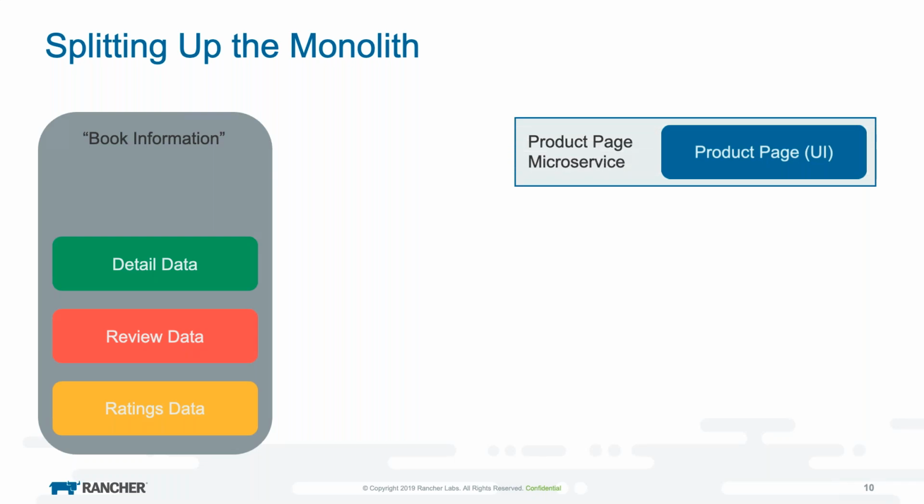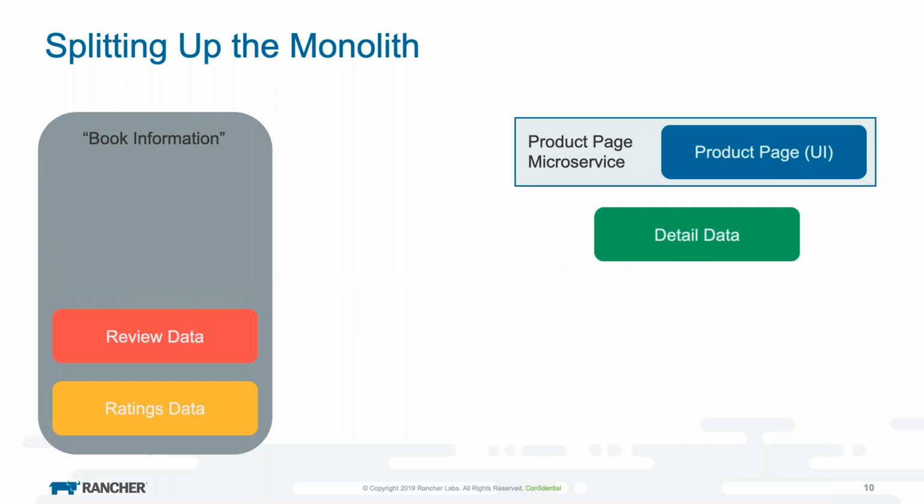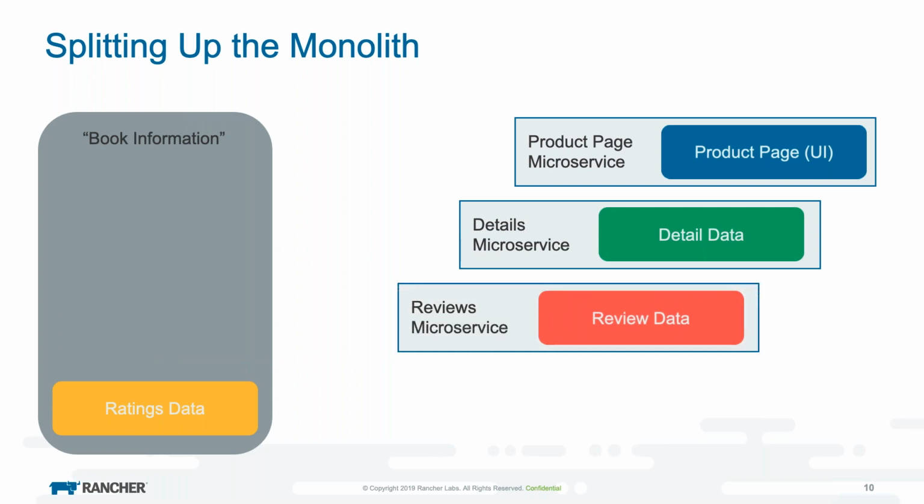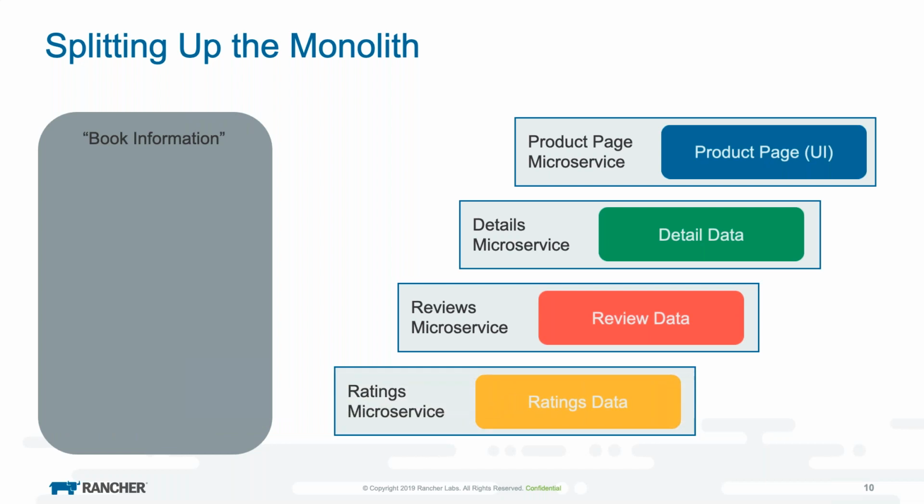Let's take our business logic and our data access layer for book detail information. We'll move that out into its own code base. Now the product page is going to be able to query for information about books from that detailed data microservice. So then we've built our second microservice. We'll do the same thing with review data. We'll move it out into its own code base and we'll build a microservice around it. Same with ratings data, out into its own code base, and now we have a microservice built around it.